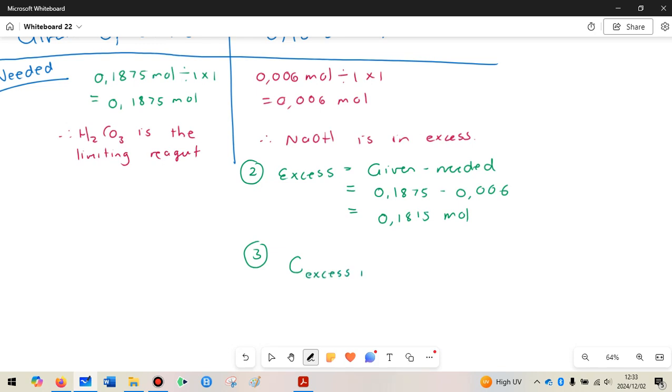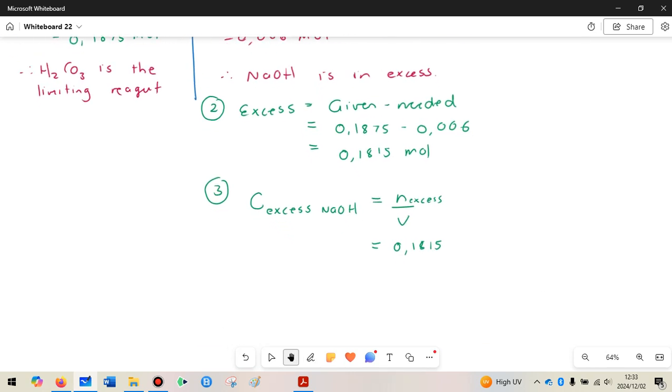Okay, I'm just going to write here the excess base so I don't lose track of what's happening. So I take the excess mole, again, I'm going to write a little subscript here. So the excess mole is 0.1815. Now this is where, like I said, people usually make their first mistake. What volume do you think we're going to say is here? What volume is this excess floating in?